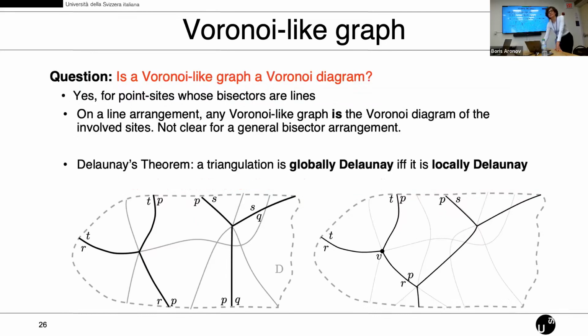For point sets, when the bisectors are lines, yes. On a line arrangement, any Voronoi-like graph is the Voronoi diagram of the involved sites. But this is not clear for a general bisector arrangement. And this is related to Delaunay's theorem, which says that the triangulation is globally Delaunay, even if it is only locally Delaunay.